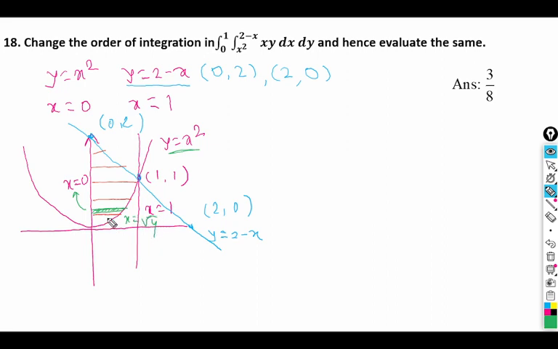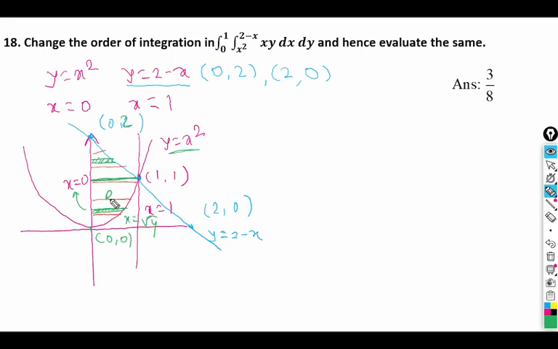Now we have to find the minimum and maximum value of y here. The minimum value of y is 0. The maximum value of y is this 2. So we have to drag this strip from 0 to 2. But while dragging, you will observe that up to this point the upper end varies on the parabola. After that, it starts varying on the straight line. So there is a need of two strips to cover the entire region.